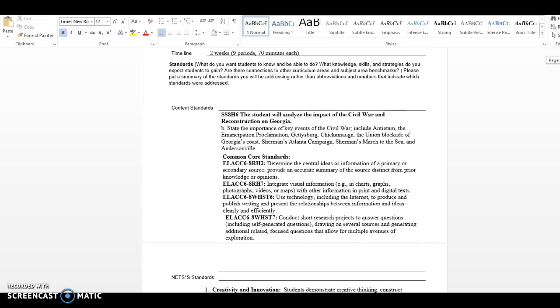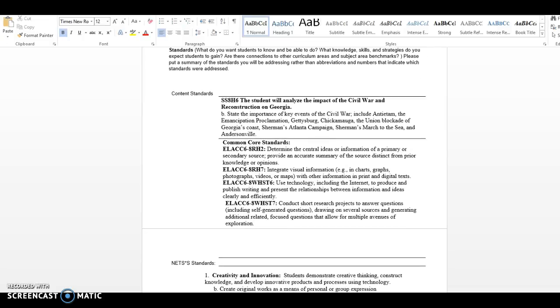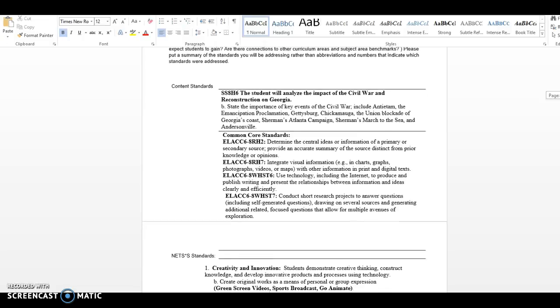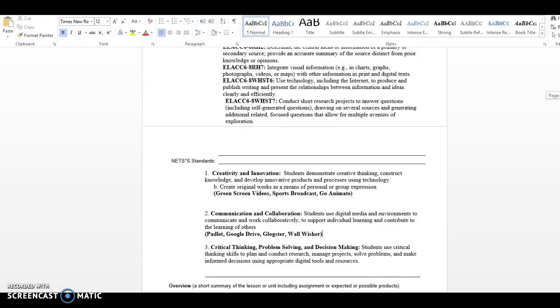So the standards we covered were H6B, which is the Civil War standard, where the students are analyzing the impact of the Civil War and Reconstruction on Georgia. It's element B, which is the importance of the key events of the Civil War: Antietam, Gettysburg, Chickamauga, and Sherman's March to the Sea. We also included Common Core standards as there is a writing element. Then we have the NETS S standards that we covered, which is parts of 1, 2, and 3.